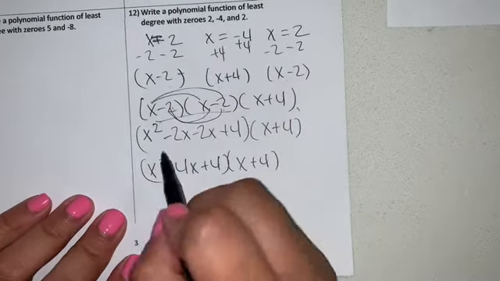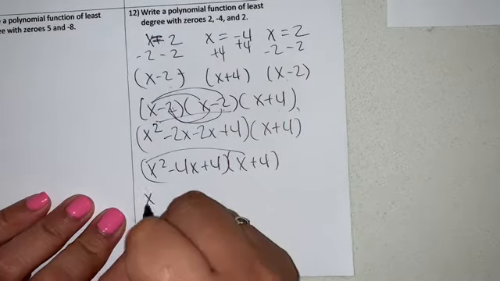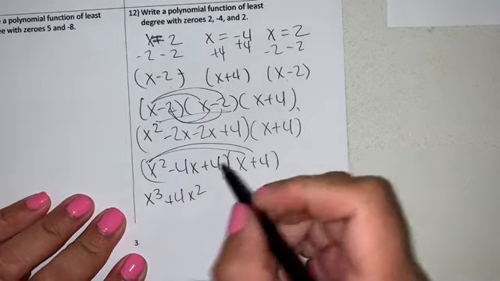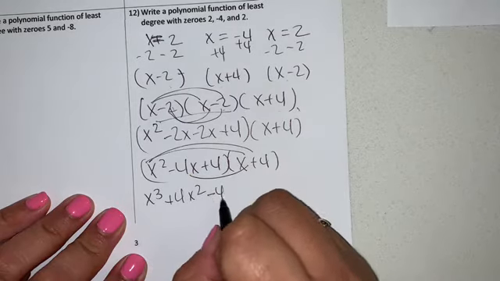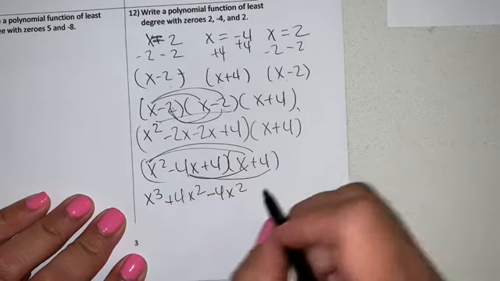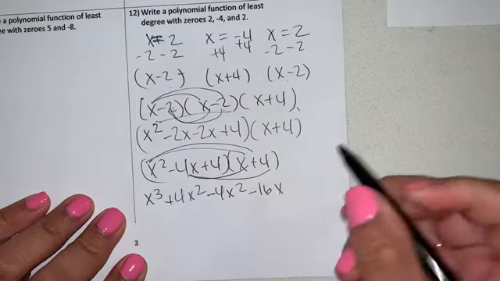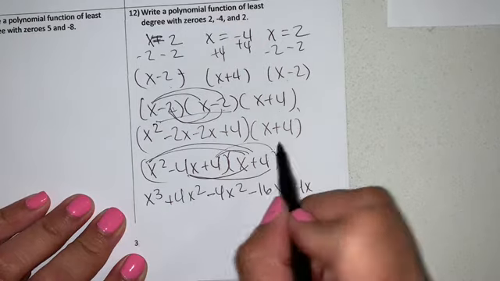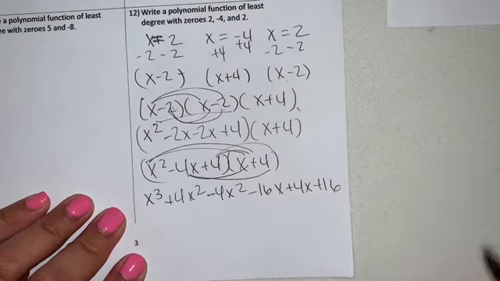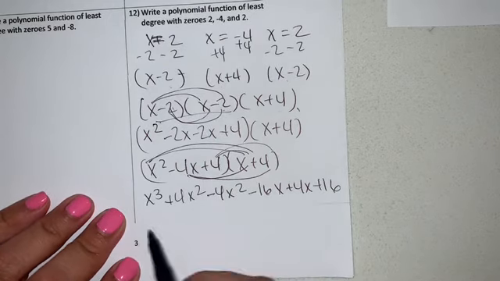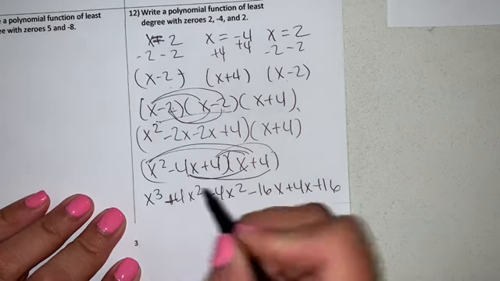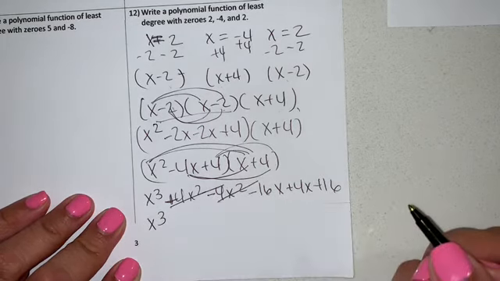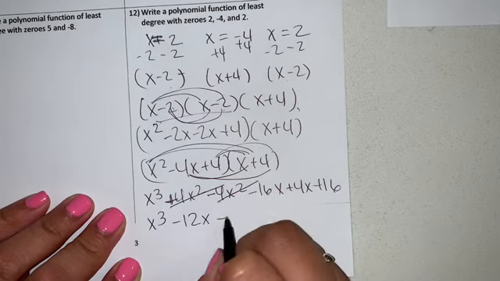Multiplication. So we go x squared times x is x to the third. X squared times 4 is 4x squared. Negative 4x times x is negative 4x squared. Negative 4x times 4 is negative 16x. 4 times x is plus 4x. 4 times 4 is plus 16. So from here, I'm going to collect like terms. Remember, this was a plus. So I have x to the third. These two cancel out. Negative 12x plus 16.